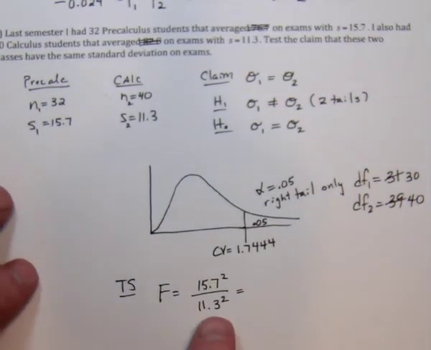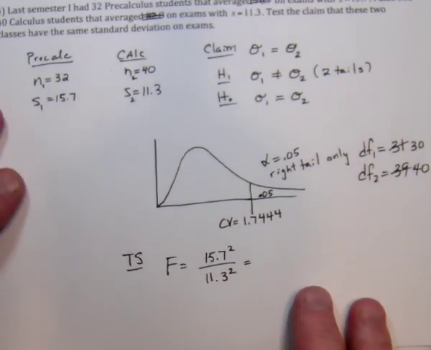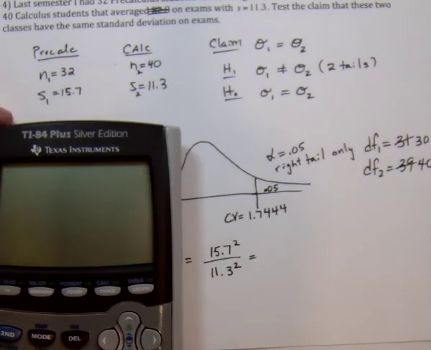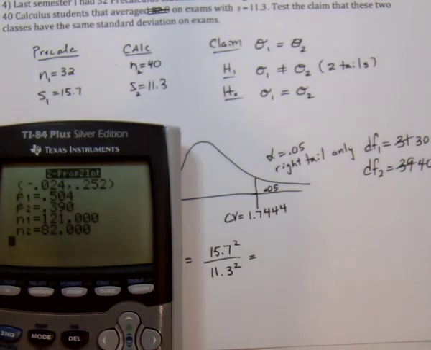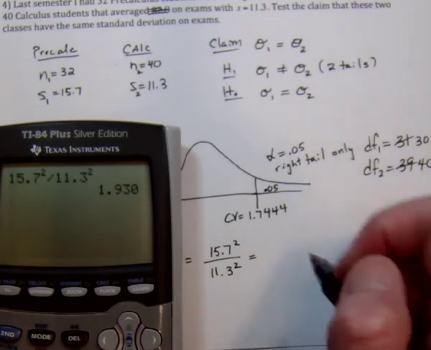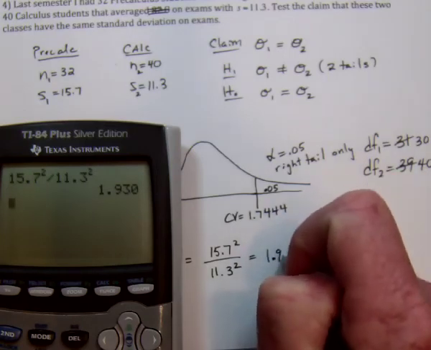Alright, then the last thing is we need to do this formula ourselves. It's not in the calculator as one of those tests, but that's easy enough. It's just dividing two numbers. 15.7 squared divided by 11.3 squared. Does that go past 1.7? Yes, it does. We actually proved something.